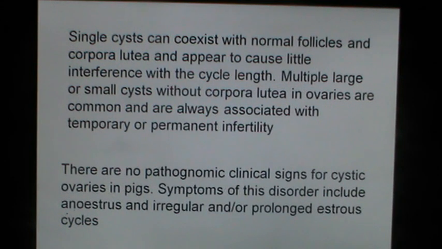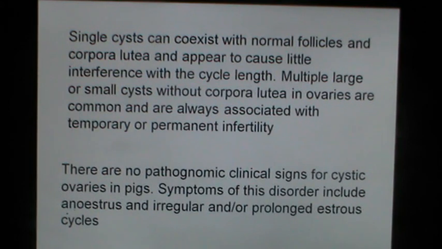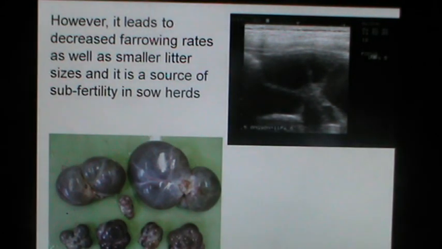Single cysts can coexist with normal follicles and corpora lutea and appear to cause little interference with the cycle length. Multiple large or small cysts with corpora lutea on the ovaries are common and are always associated with temporary or permanent infertility. There are no pathognomonic clinical signs for cystic ovaries in pigs. Symptoms of this disorder include anestrus and irregular and or prolonged estrus cycles. However, it leads to decreased farrowing rates as well as smaller litter sizes, and it is a source of subfertility in sow herds. The cyst can be diagnosed by transabdominal ultrasound.